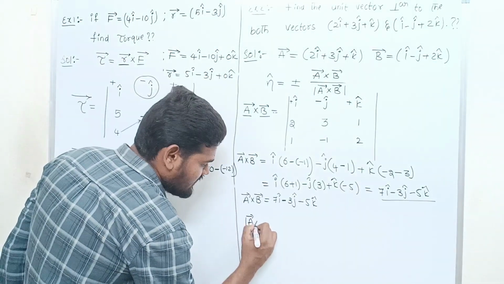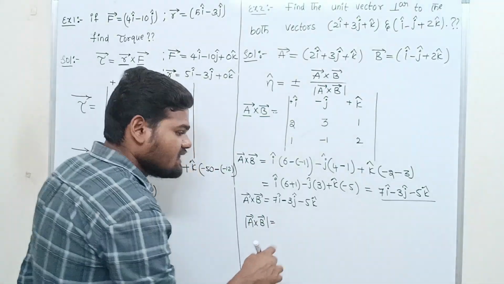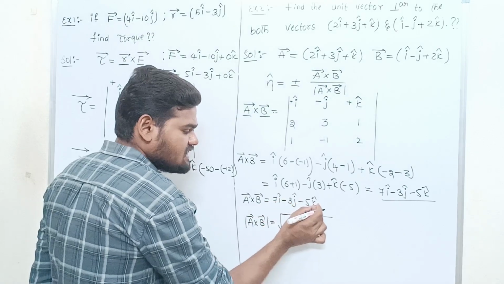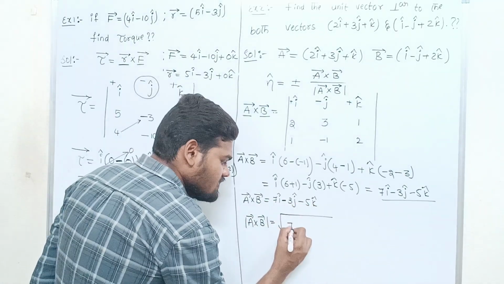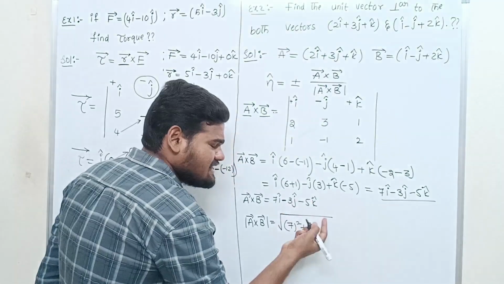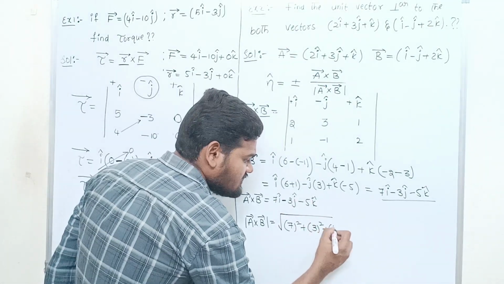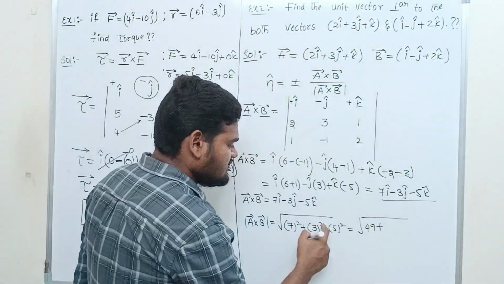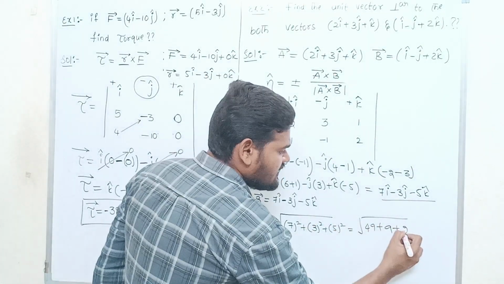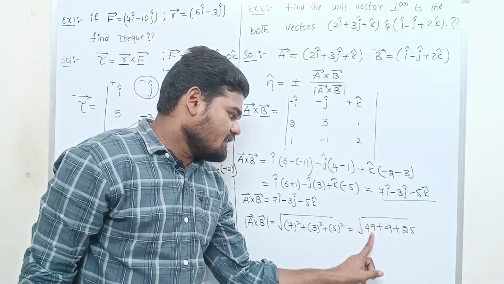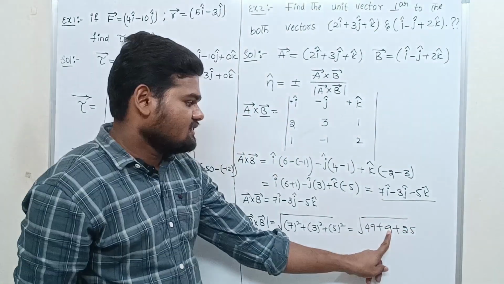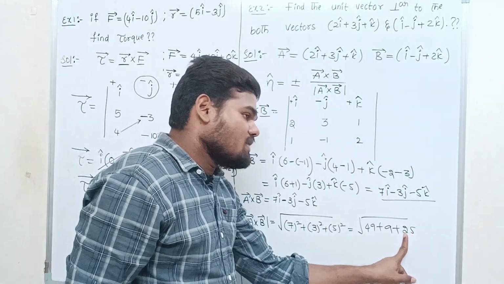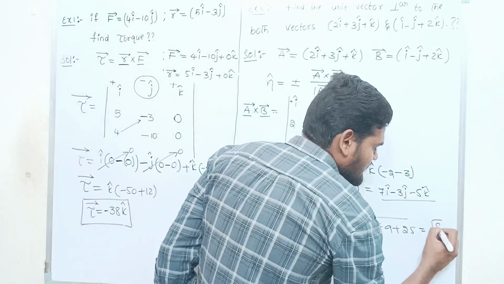So the magnitude of a bar cross b bar is equal to, whenever we are finding the magnitude, we have to take the square root and square the coefficients of i cap, j cap and k cap. So 7 square plus (minus 3) whole square plus 5 square, that is equal to the square root of 7 sevens are 49, 3 threes are 9, 5 fives are 25. 49 plus 9 is 58, 58 plus 25 is 83.